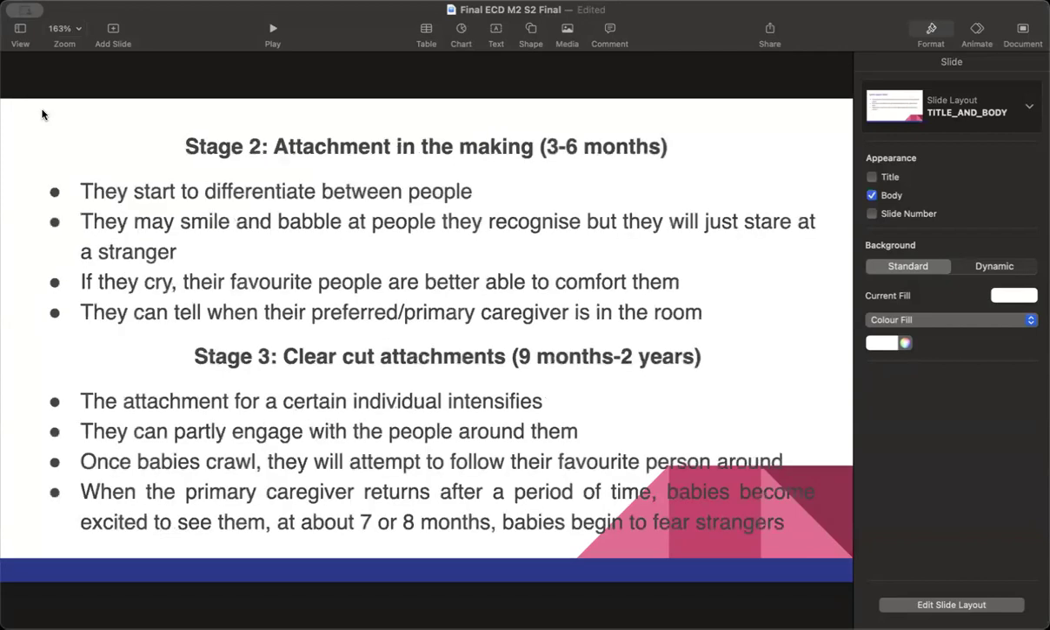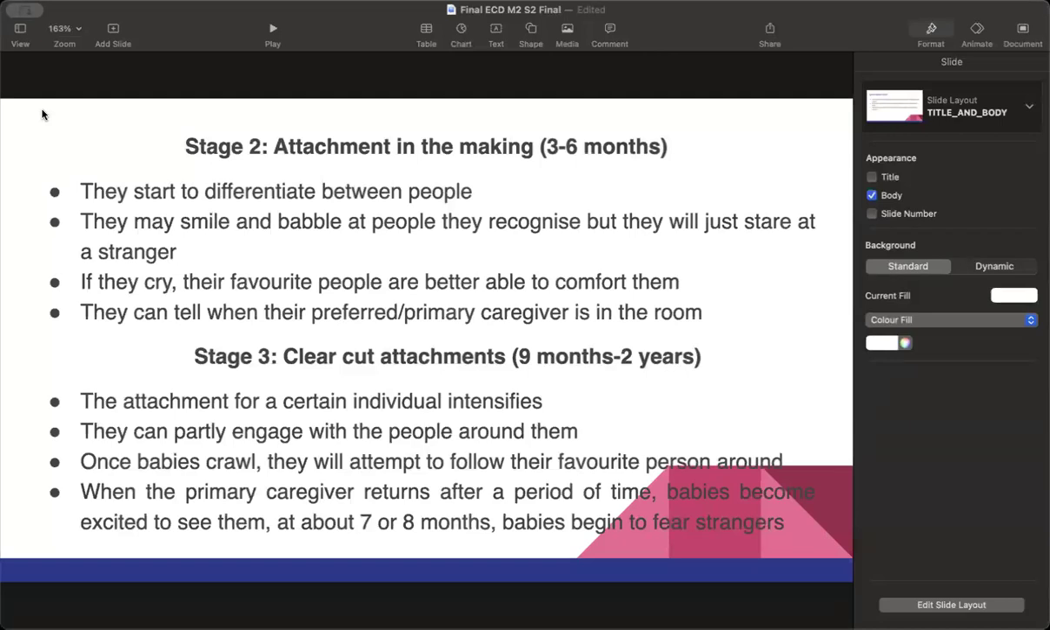All right, we jump straight into the second stage. Our next slide, stage 2, and that is attachment in the making. So this is how attachment starts. This is around about 3 to 6 months old. I'm going to read that part, and for stage 3, I'm going to ask Margaret to read for us. So as soon as I'm finished with stage 2, Margaret, you can prepare yourself for stage 3. So in stage 2, attachment in the making, when the child is around about 3 to 6 months, we say they start to differentiate between people.